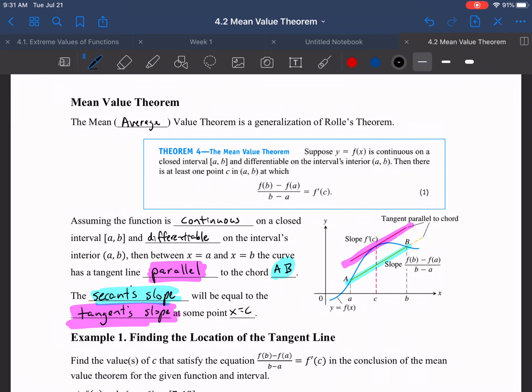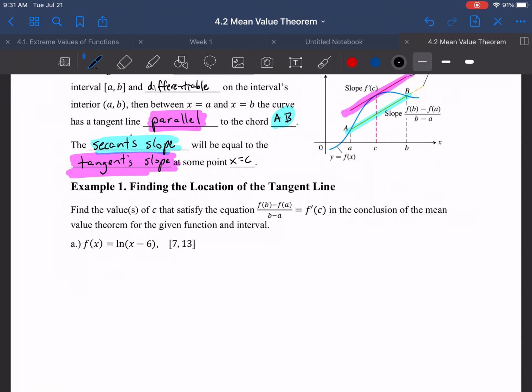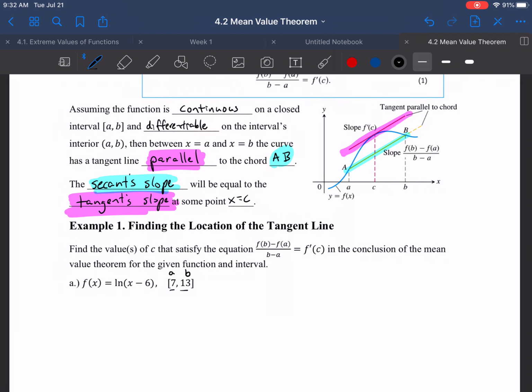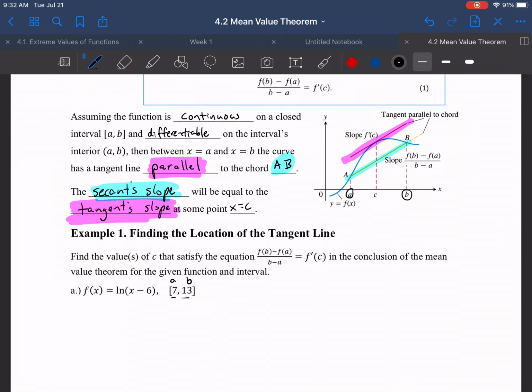All right, so let's take a look at example 1. Find the values, find the location of the tangent line. So find the values of c that satisfy this equation, f of b minus f of a over b minus a equals f prime of c, in the conclusion of the mean value theorem. So in other words, we want to take the average slope between those 2 points and then find the point or points in the interval in between those 2 points, in the interval 7 to 13, that fit that. So in other words, this is a, this is b.